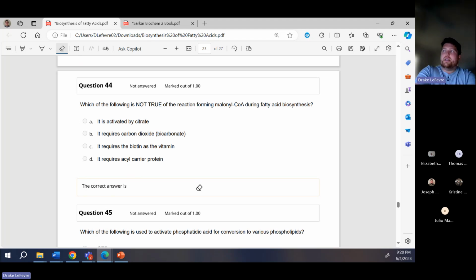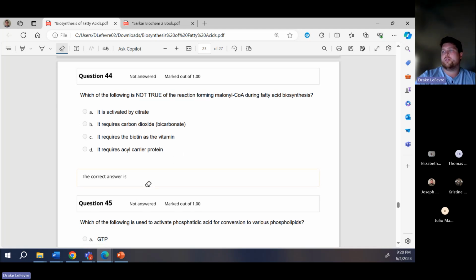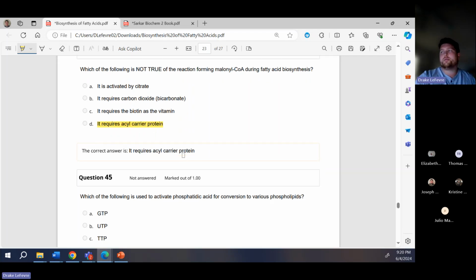Which of the following is not true of the reaction forming malonyl-CoA during fatty acid biosynthesis? As you can tell, he likes that first step. There's going to be a lot of questions on that first chunk. I think this is almost the exact same question, same answer, just a couple different answer choices.